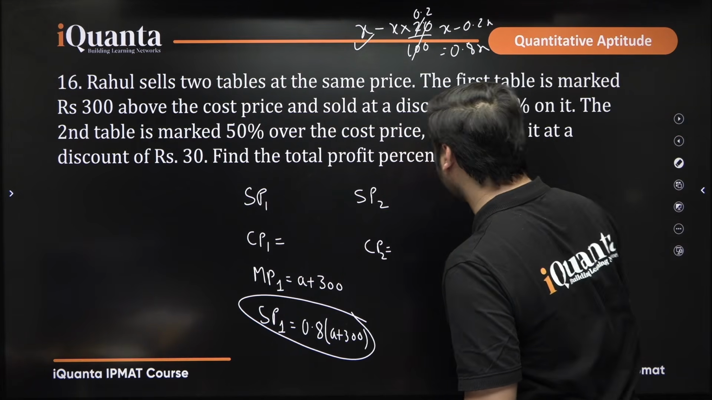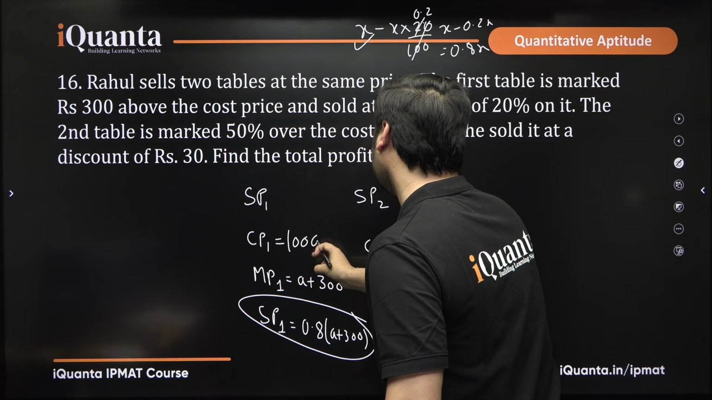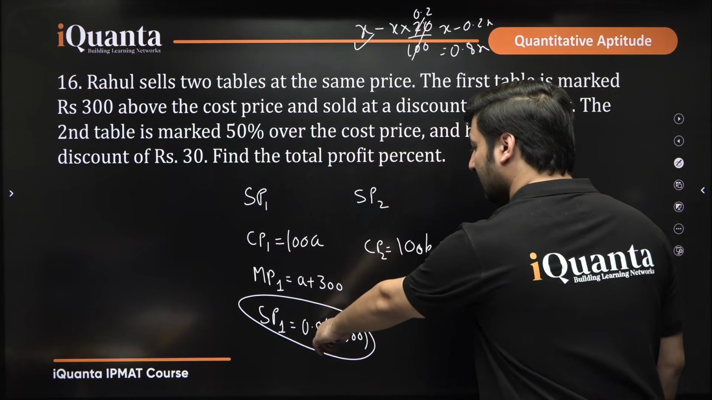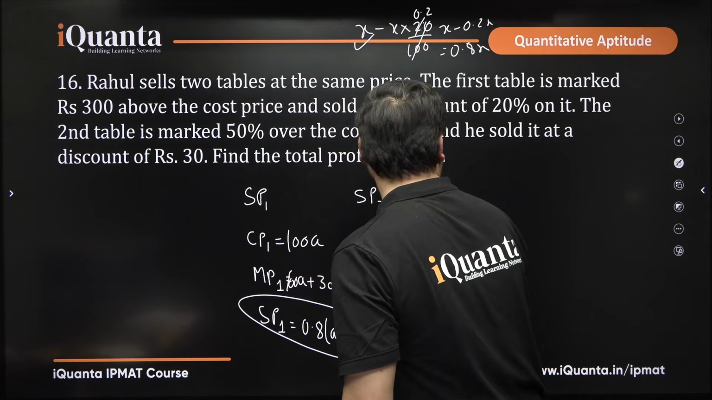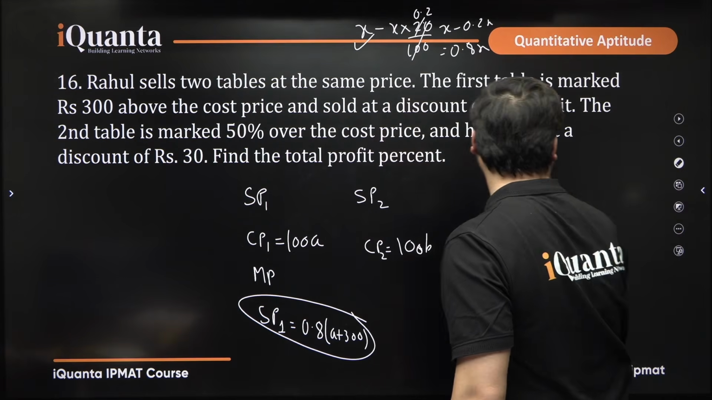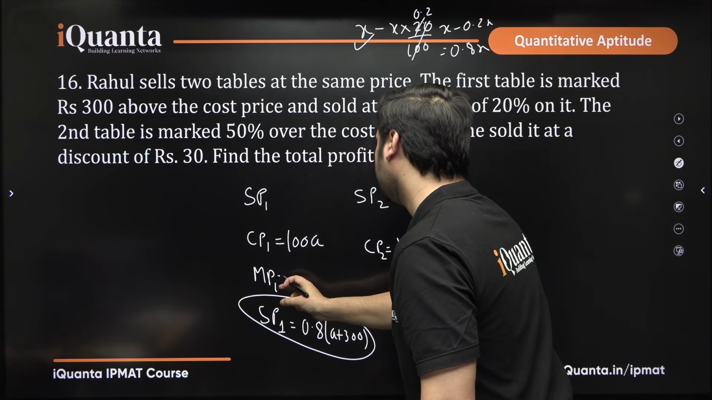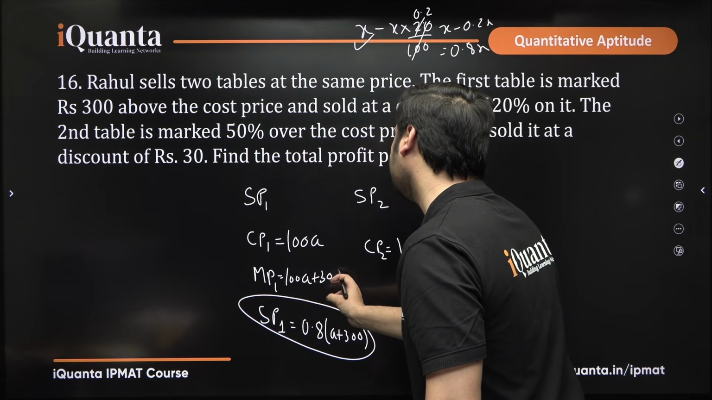Let me take them as 100A and 100B, okay. Let me take this as 100A, this as 100B. How will you get rid of decimals now? See, if you put MP1 as 100A, okay, let me write this again, MP1 is 100A plus 300, okay. So MP1 is 100A, CP, plus markup price, that is 300.